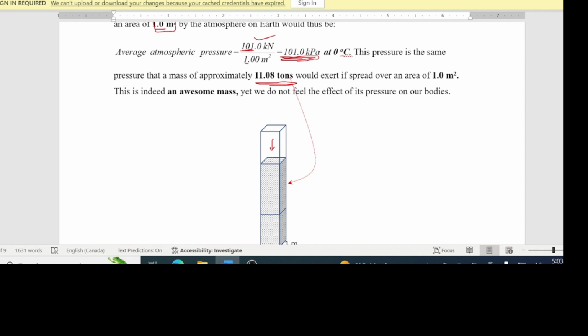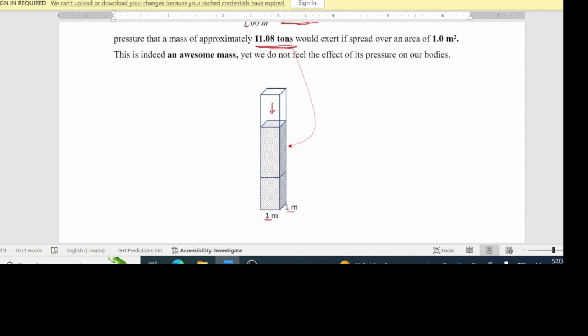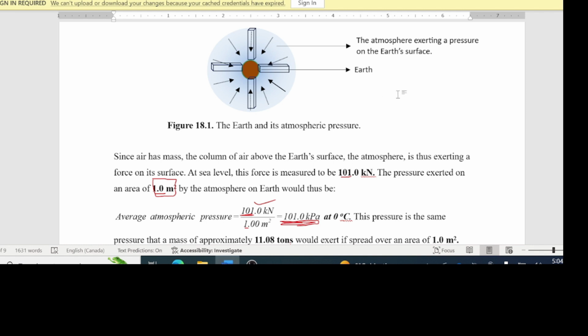We don't feel it squeezing down on us because we have become adapted to living on Earth, where our blood pressure and the combined osmotic pressure from the tissues of our body are equal and opposite to that of the atmosphere's pressure. Our body is amazing. Next point I want to make is this. Look, if you are at sea level, that is the pressure that will be felt.